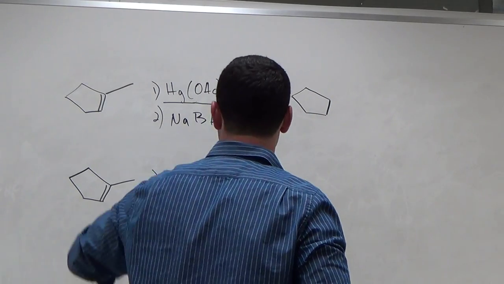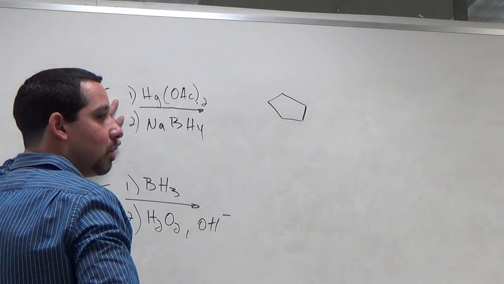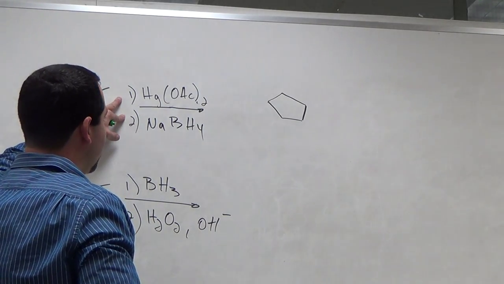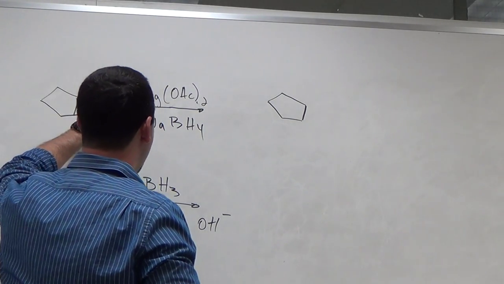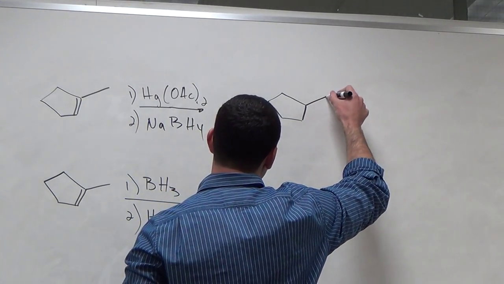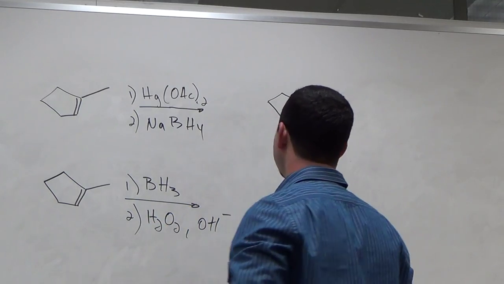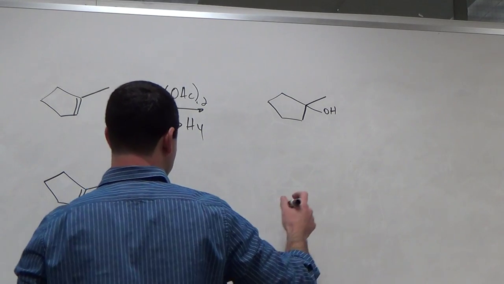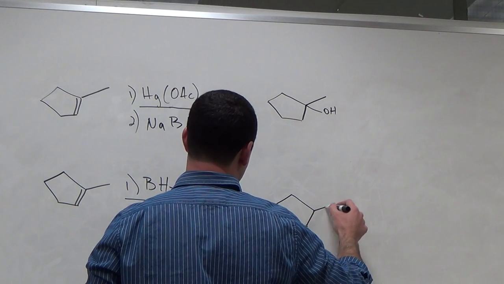So, these conditions are for what? Oxymercuration, reduction or demercuration. What did they give you, guys? An alcohol. With what? Markovnikov or anti-Markovnikov? Markovnikov addition. So the OH is going to go where? Right here. How about here? The OH is going to go on the bottom.